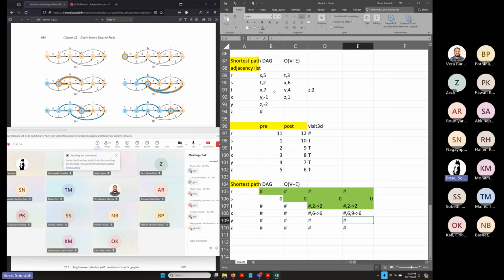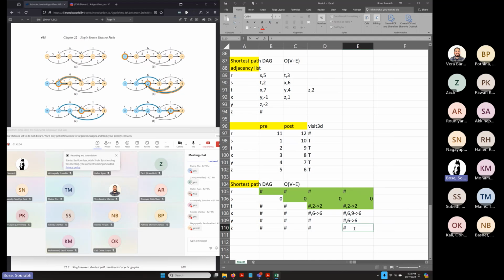It remains 6. Now we are offering T to Y. S to T is 2, T to Y is 4. So we are offering 6, and Y becomes 6, right? As you can see, in the first iteration Y becomes 6. Ideally, Y should be 5. We will see how it becomes 5 later. But for now, Y becomes 6.